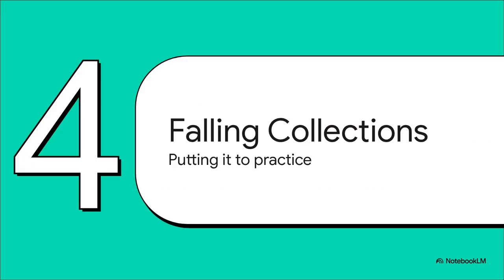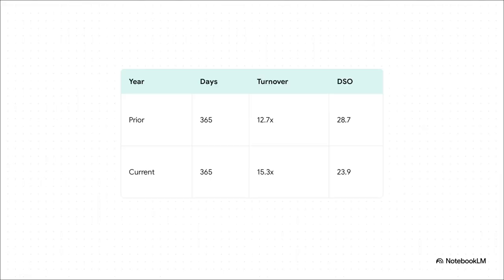Section 4, Scenario, Falling Collection Periods, Putting it into Practice. Let's look at a mini scenario straight from the kinds of things you'll see in your study materials. We are comparing a prior year to the current year. The number of days, our numerator, is staying a constant 365. Now, pay attention to the accounts receivable turnover. It increases from 12.7 times in the prior year up to 15.3 times in the current year. Because that denominator increased while the numerator stayed exactly the same, look at what mathematically happens to our average collection period. It drops from 28.7 days down to 23.9 days.